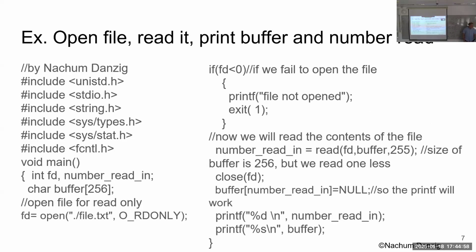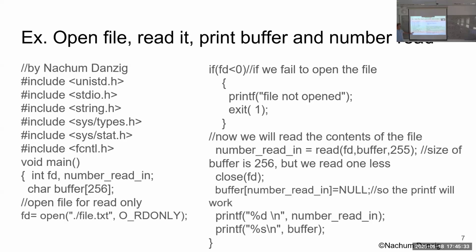Okay, so here's a little program. Open a file, read it, print the buffer, and the number read. So we're going to read a file. First, I create some integers: FD, and number read in, which is how many I read. I want to know how much I read. And then I make a buffer of 256. It could be any number there. Open a file for read only. So I do open, dot slash means in the current directory, file dot text, read only.